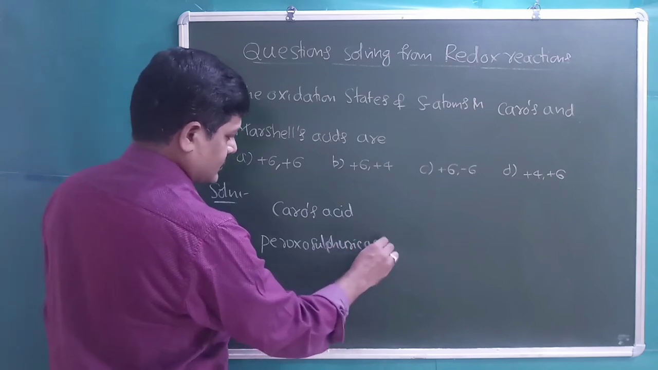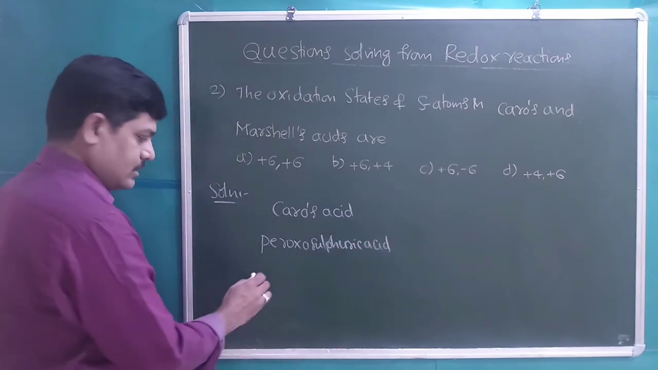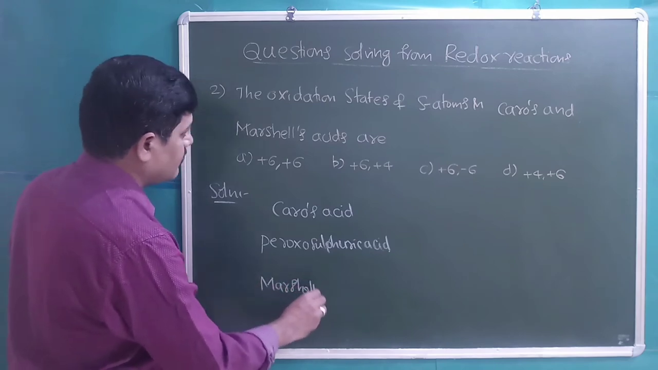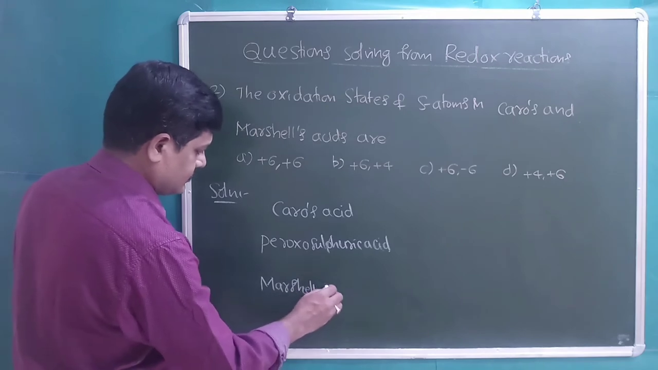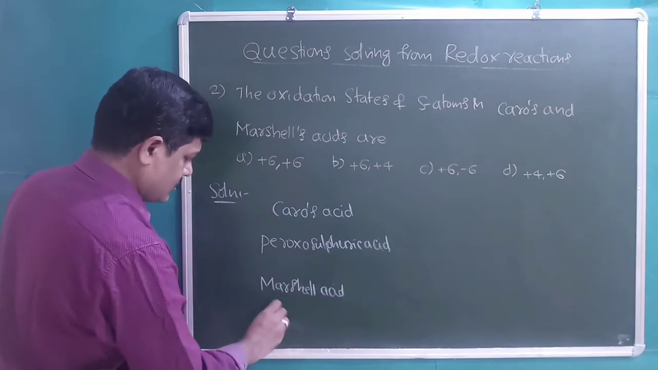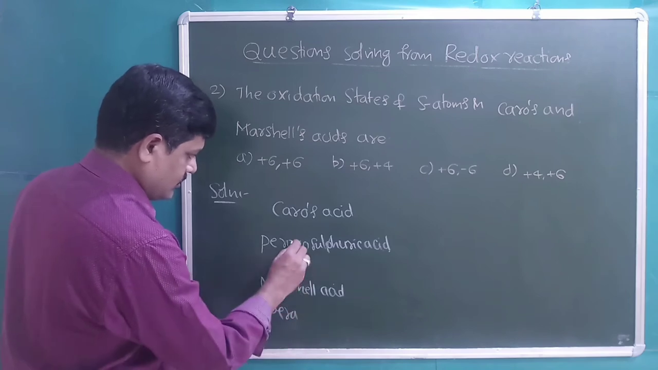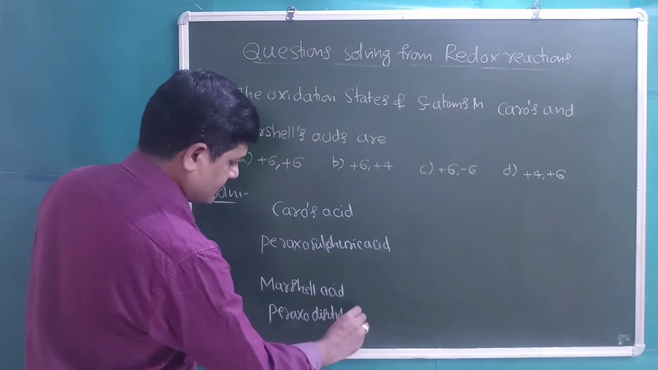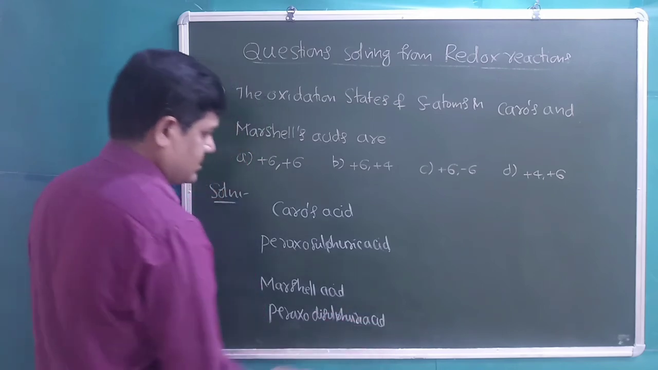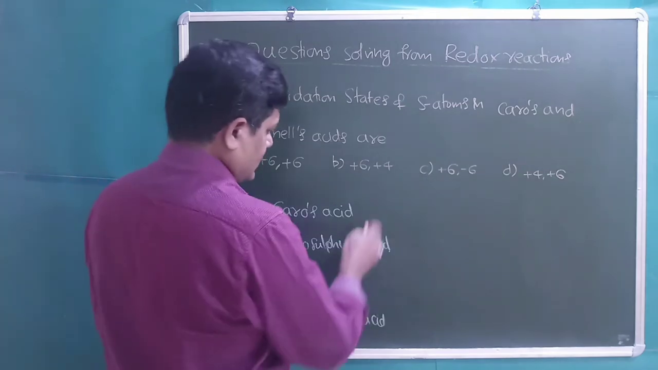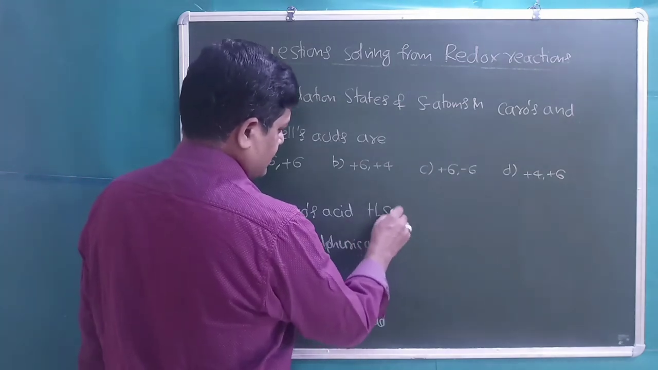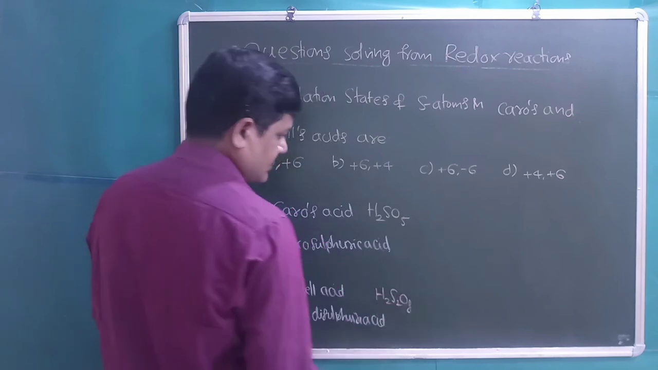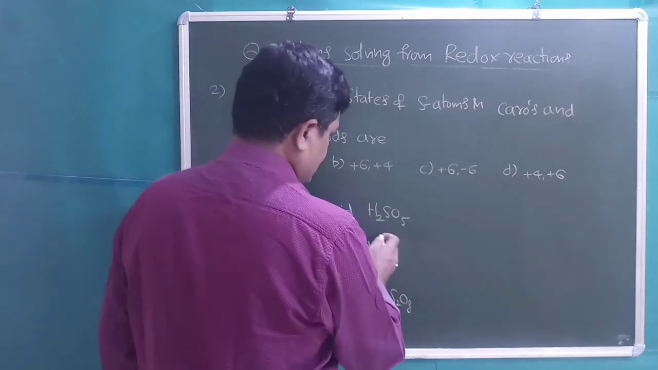Peroxosulfuric acid. Peroxosulfuric acid is the chemical name of Caro's acid. Marshall acid is peroxodisulfuric acid. The molecular formulas are H2SO5 and H2S2O8. Let us write the structures of these acids.